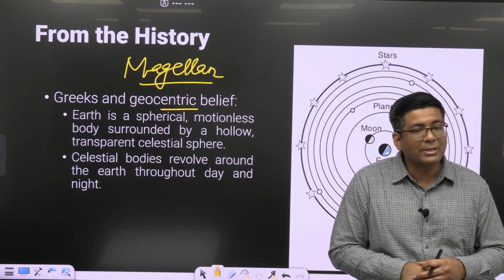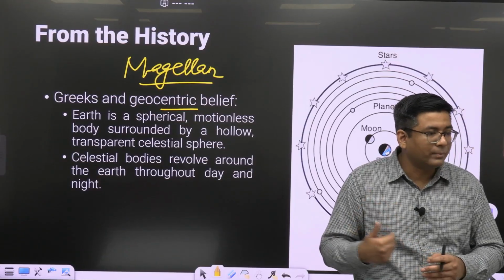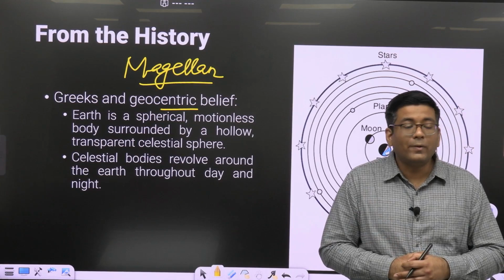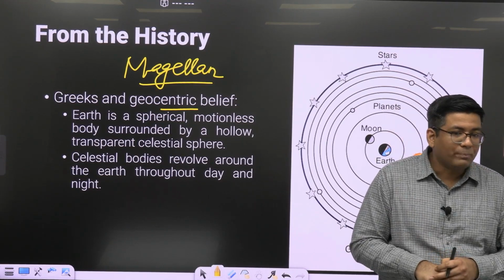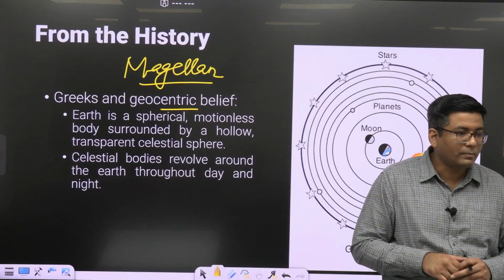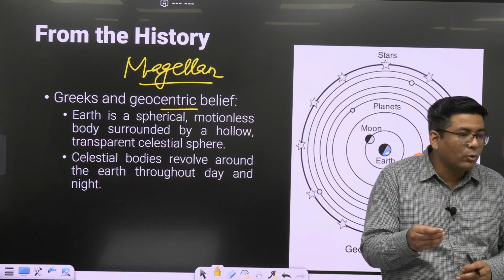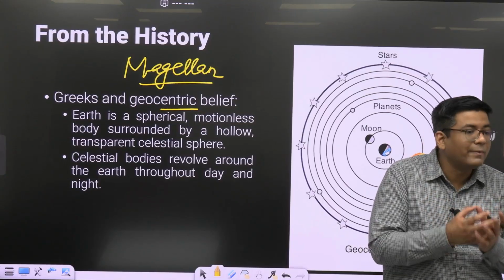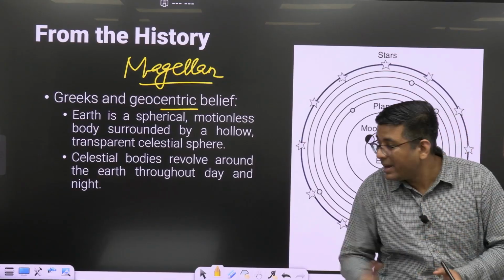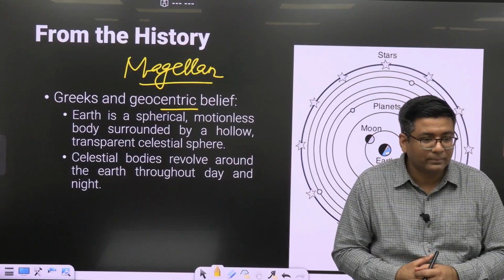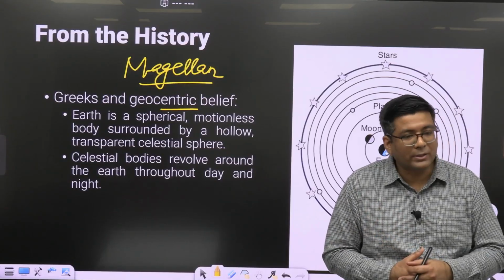So what happened was that when he actually came back to Spain, the first belief that was broken was that the earth is flat. It conclusively proved that the earth is round, spherical, ball shaped. Why? Because you could come back to the same place after some time.